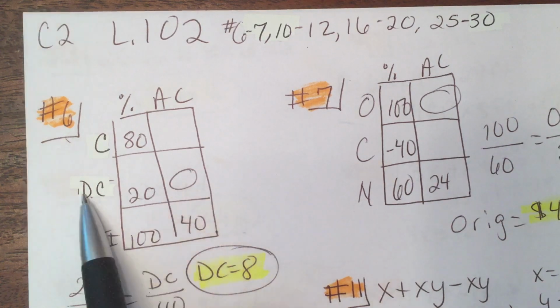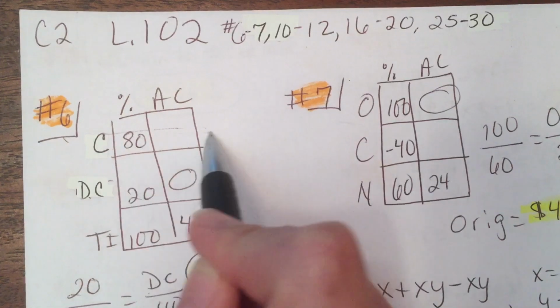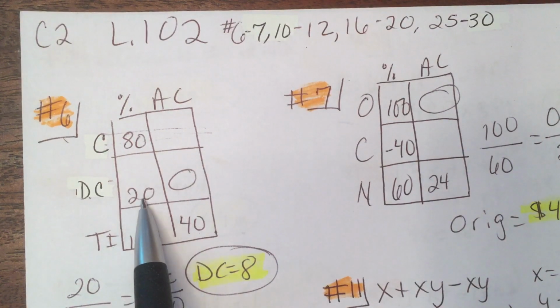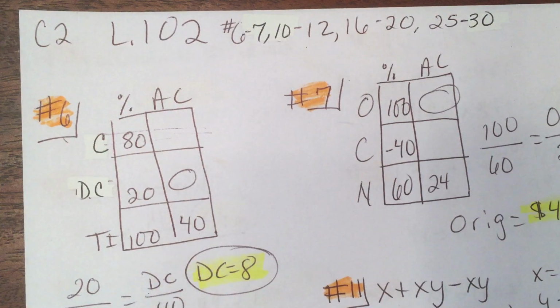So I circled the did not come ones, got rid of this category. My proportion is 20 over 100 is equal to some number over 40. I did my cross multiplying, and the ones that didn't come totaled 8.